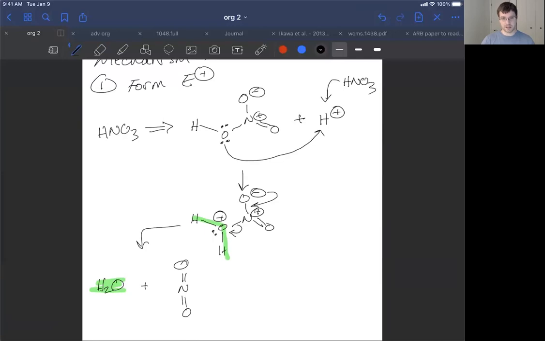Now, what am I forgetting in this? Oh, the nitrogen is always positive. But didn't it just accept electrons? Yeah, it accepted electrons from the lone pair, but it pushed off the water in the same step. The nitrogen is always positive. And this is our super electrophile.